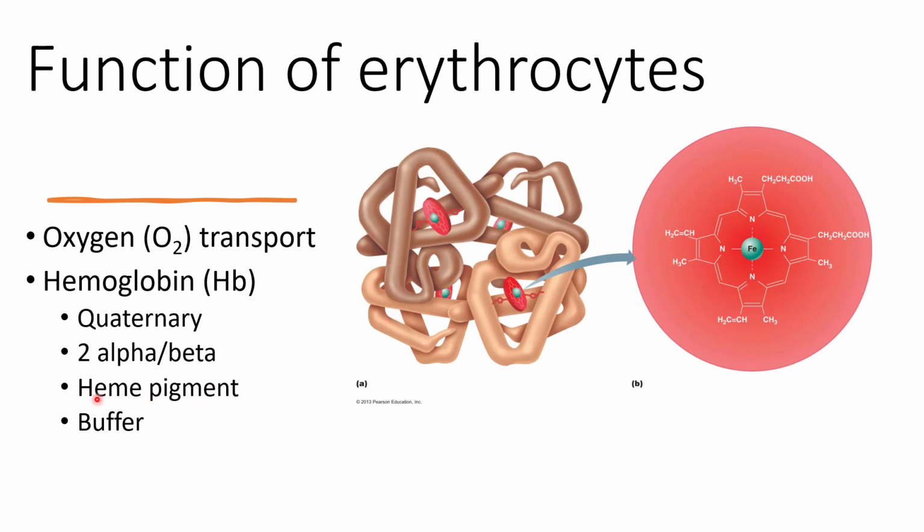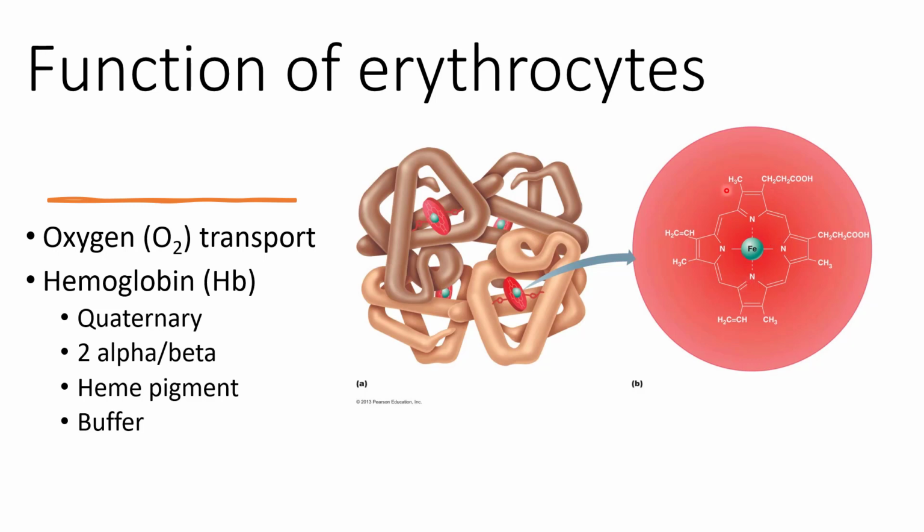Now, right in the middle of each one is something called a heme pigment. That's what we see right here. Both of the alphas have a heme pigment. Both of the betas have a heme pigment. Let's lift that heme pigment out and take a look. Here is our heme pigment. One molecule of hemoglobin has 4 heme pigments, 1 in each of those subunits.